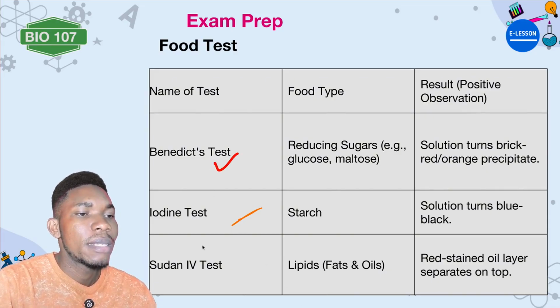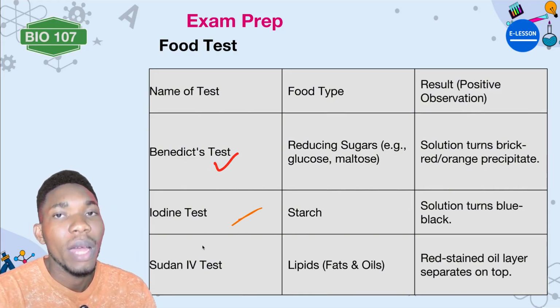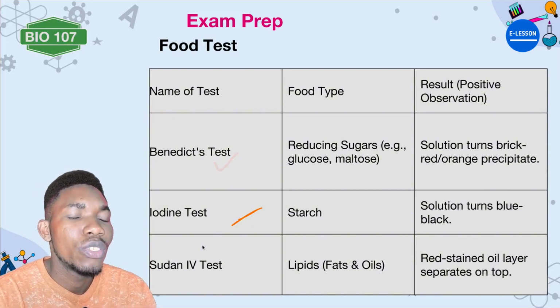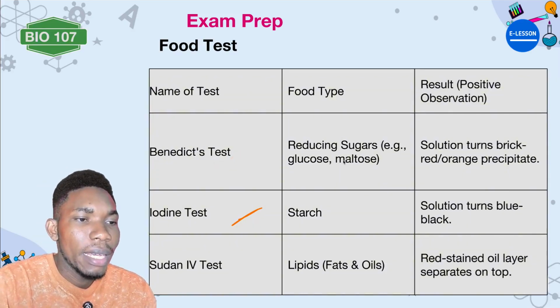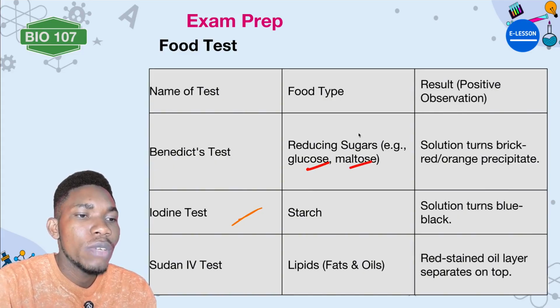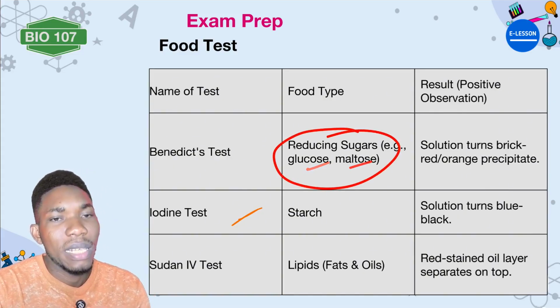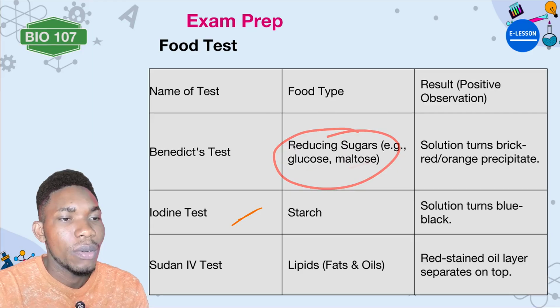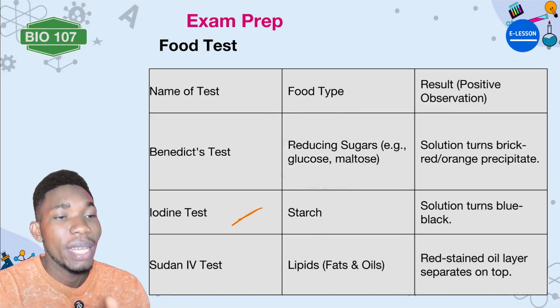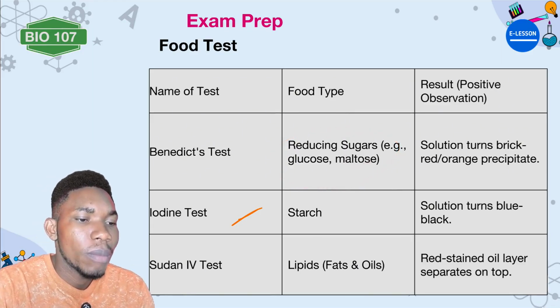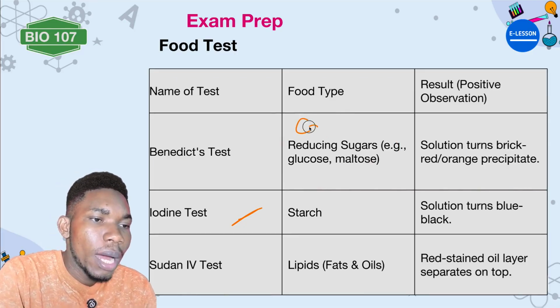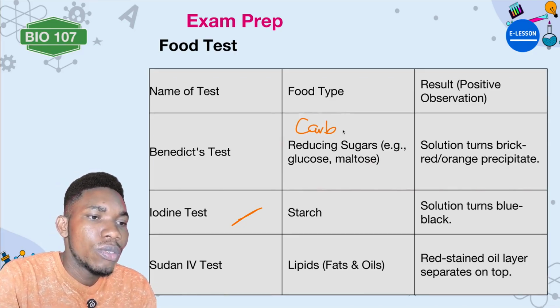Now, Benedict's test is used to test for carbohydrate, specifically reducing sugars like glucose and maltose. You are going to know what reducing sugars are when you get to 200 level. Is that okay? But whenever you see anything on Benedict's test, know that it is used to test for what, my dear student? Carbohydrate. All right? It is used to test for carbohydrate.